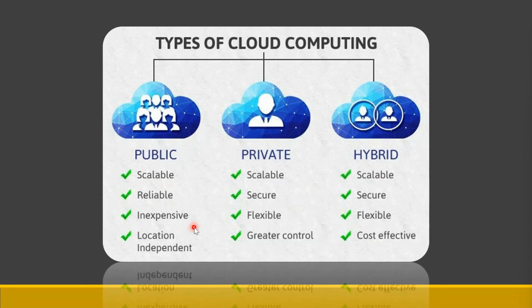And location independence is another factor for public. So public, we can access it from anywhere, right? But for private, only if you are an employee of a particular organization will you be able to access the organization's network. Guests or outsiders will not be able to access the private network unless they are provided with access. And hybrid is cost effective because it can be easily switched between public and private. So it is not always using the same type of deployment. So those are the advantages of these three types of cloud computing.